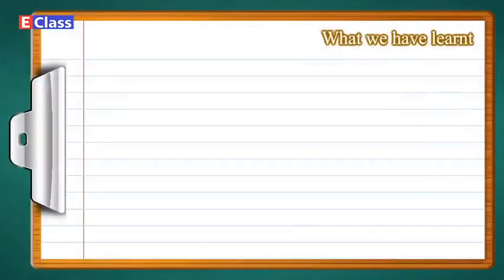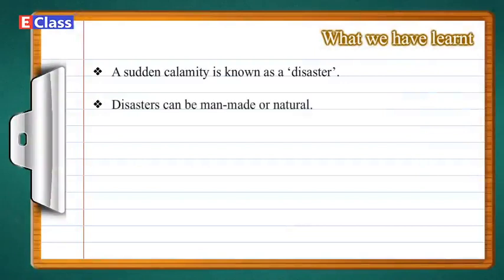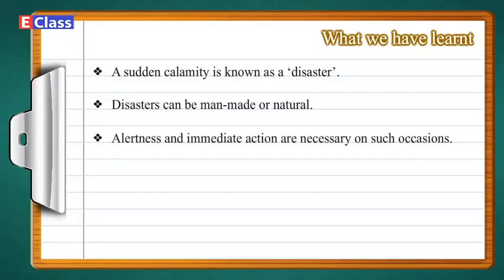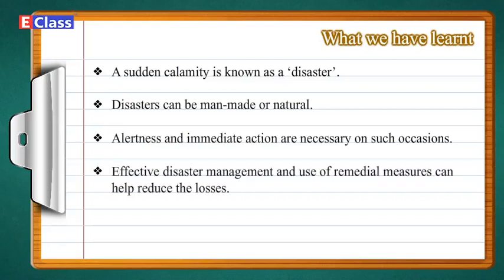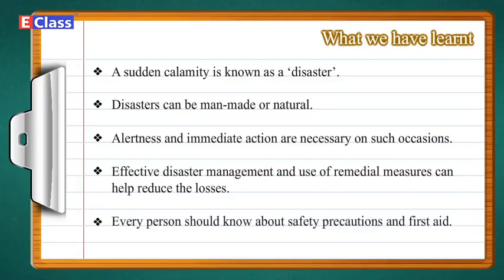What we have learned. A sudden calamity is known as a disaster. Disasters can be man-made or natural. Alertness and immediate action are necessary on such occasions. Effective disaster management and use of remedial measures can help reduce the losses. Every person should know about safety precautions and first aid.